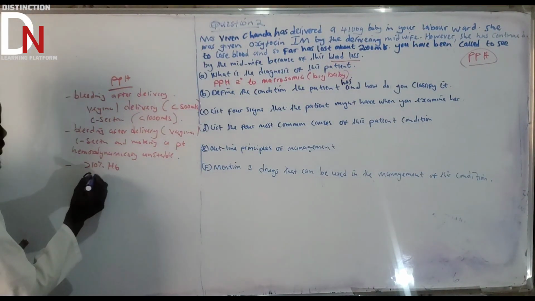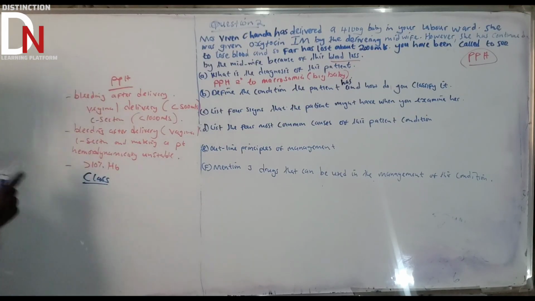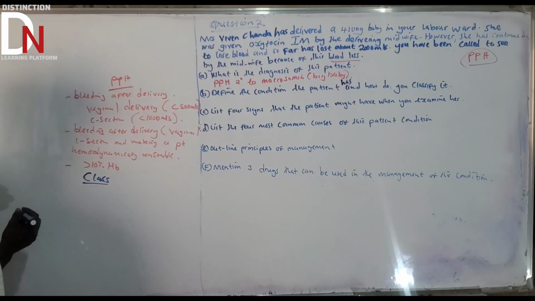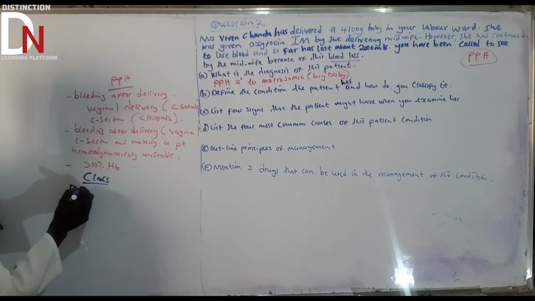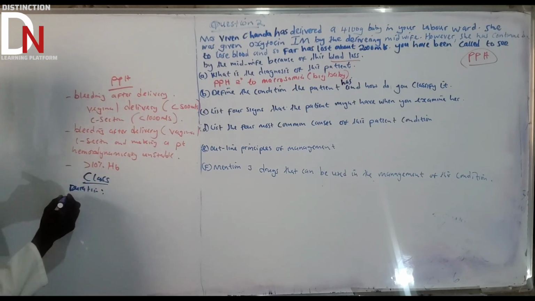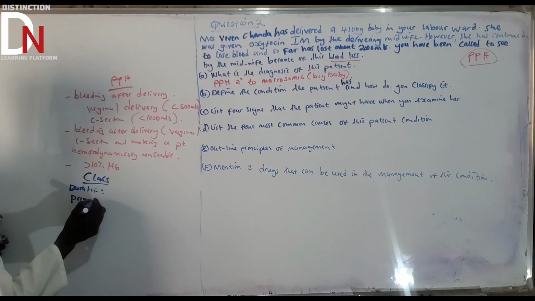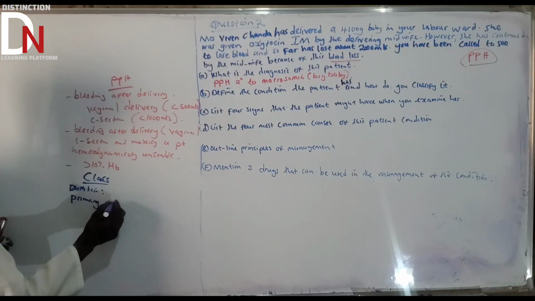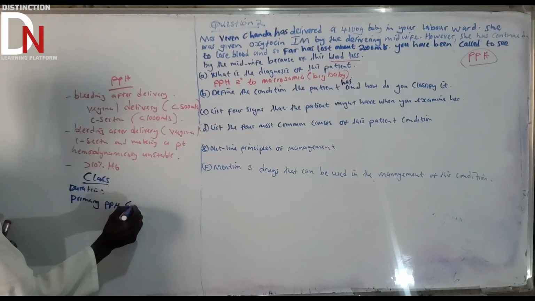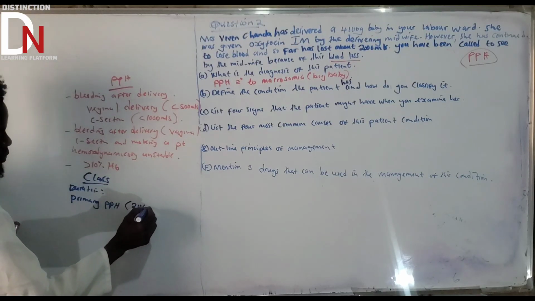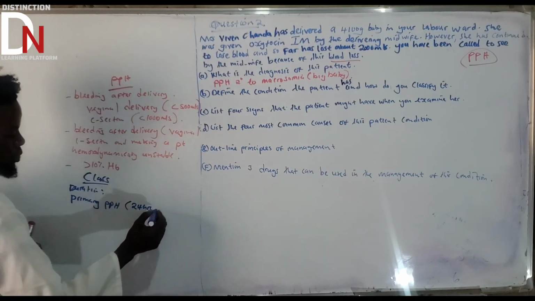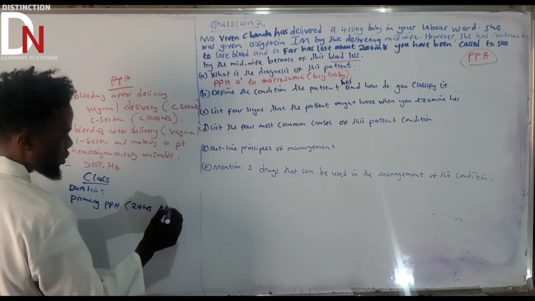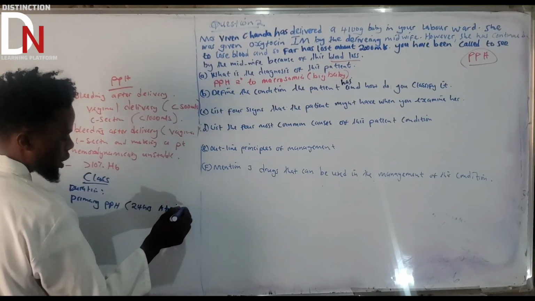So the class of this one is what? How can you classify this PPH? PPH can be classified according to duration. According to duration, it can be primary PPH. Basically, primary PPH is going to happen in less than 24 hours, or within 24 hours. And the common cause of this is atonic uterus, uterine atony.